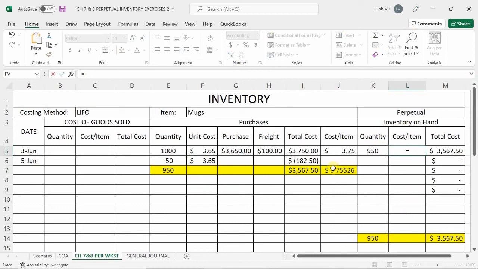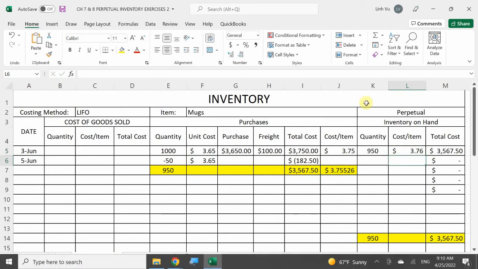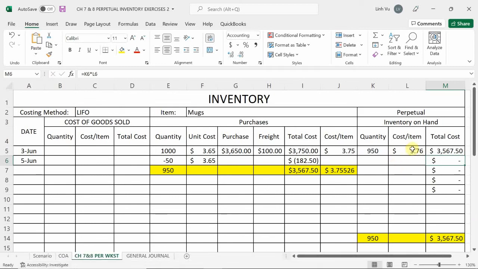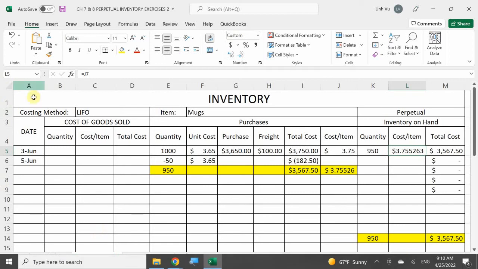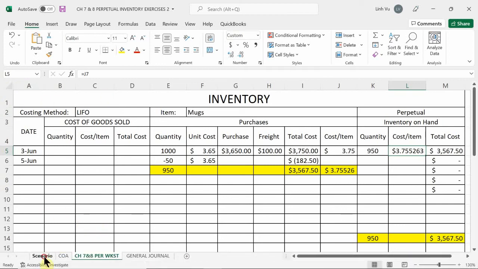Then I'll plug in this number right here to let me know what my total new amount is going to be. I'm going to expand this so we know that this is an unrounded number. Okay? So now we have 950 units left at $3,567.50. Okay?